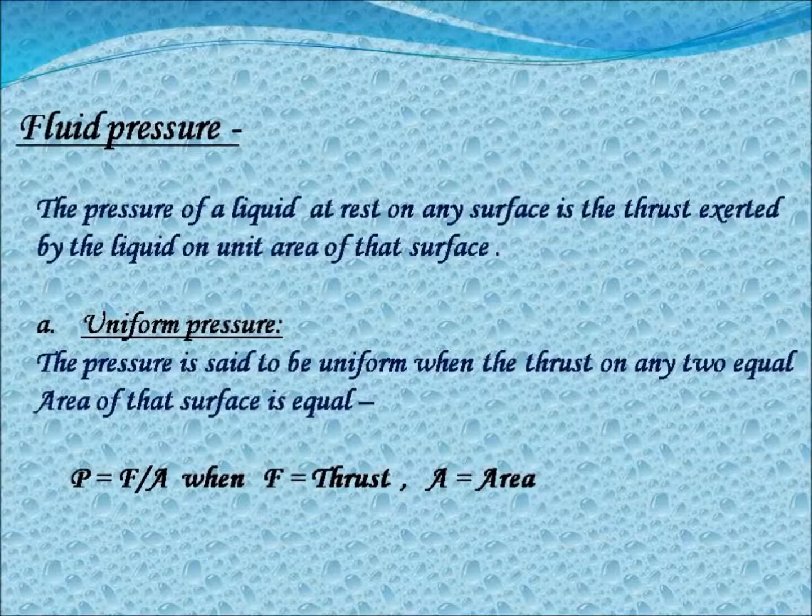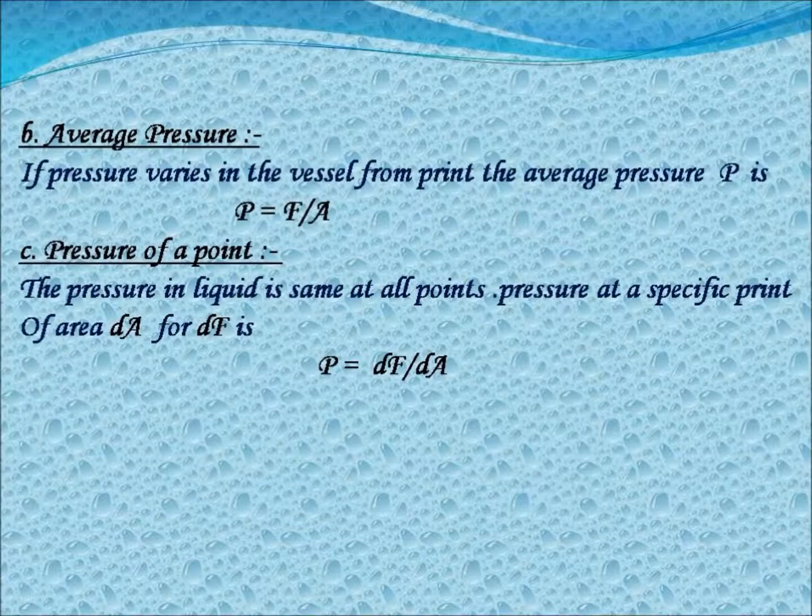Uniform pressure. Now, let us see what is uniform pressure. Pressure is said to be uniform when the thrust on any two equal areas of the surface is equal, and it is given by pressure is equal to thrust upon area. Average pressure. If the pressure varies in the vessel from point to point, then the average pressure is given by the total force upon the total area.